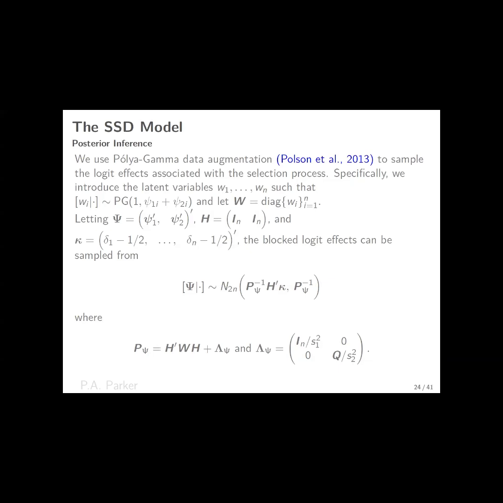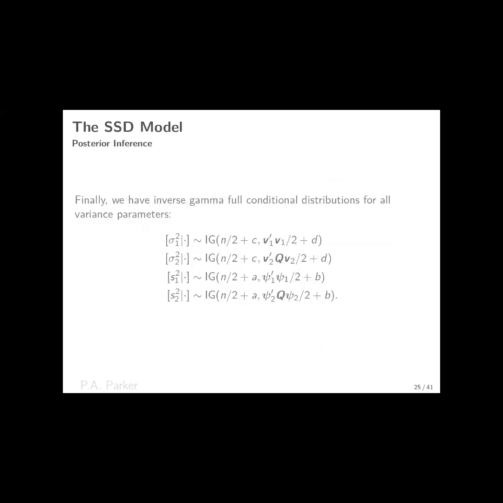And then conditional on those, we're going to block our logit effects, again, psi1 and psi2. And the full conditional for that blocked logit effect will again be multivariate normal. So pretty straightforward to sample from that. And then all of our variance parameters are going to have inverse gamma full conditionals. And so we're able to set up this Gibbs sampler. It's pretty efficient, scales decently well to fairly large data sets, like I'll show in the example towards the end.